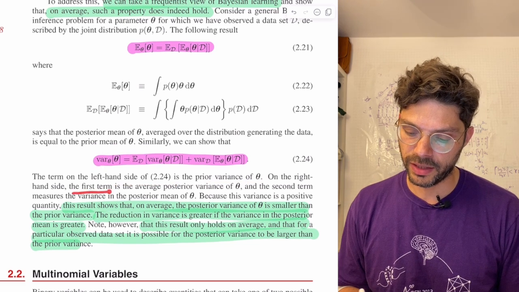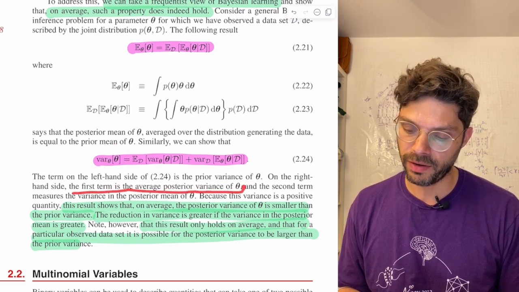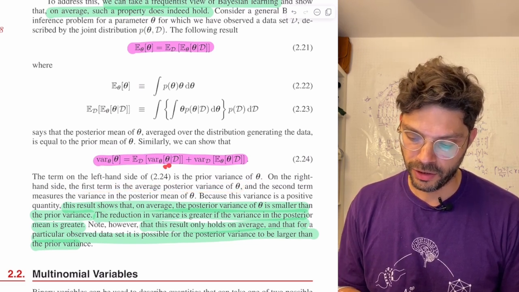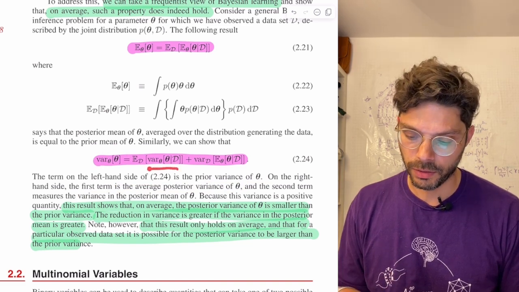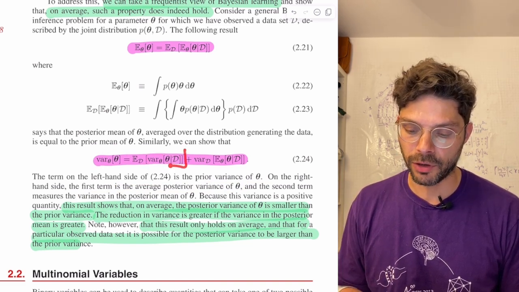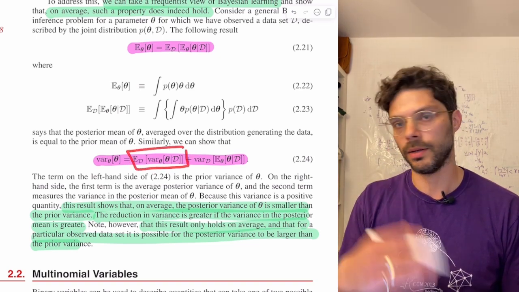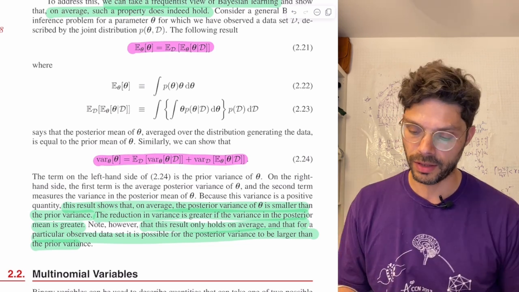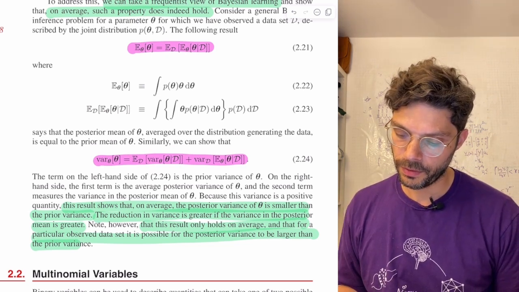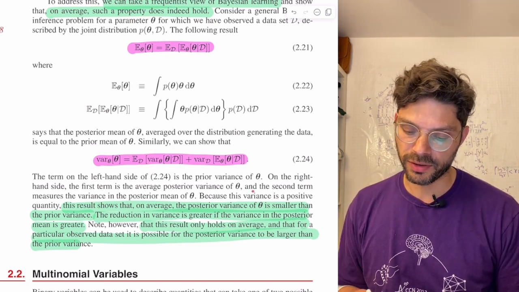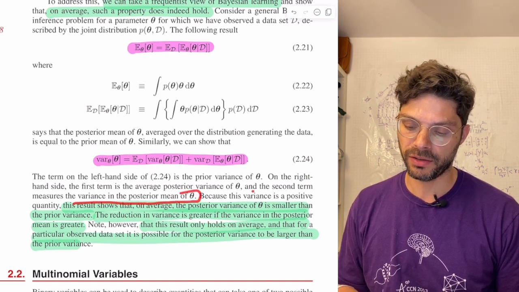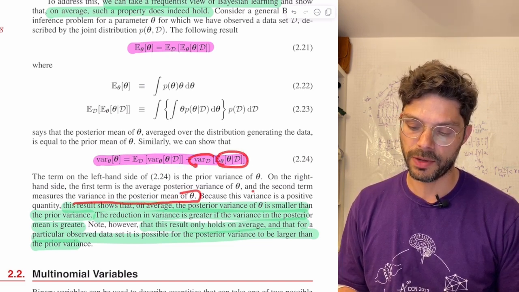On the right-hand side, the first term is the average posterior variance of theta. So here's the posterior distribution, you compute the variance, and now you average that. You pick a different data set, you do the same thing, and then you just compute the average of the variances over all those data sets. And the second term measures the variance in the posterior mean of theta. So this is the posterior mean, and you're just measuring the variance.